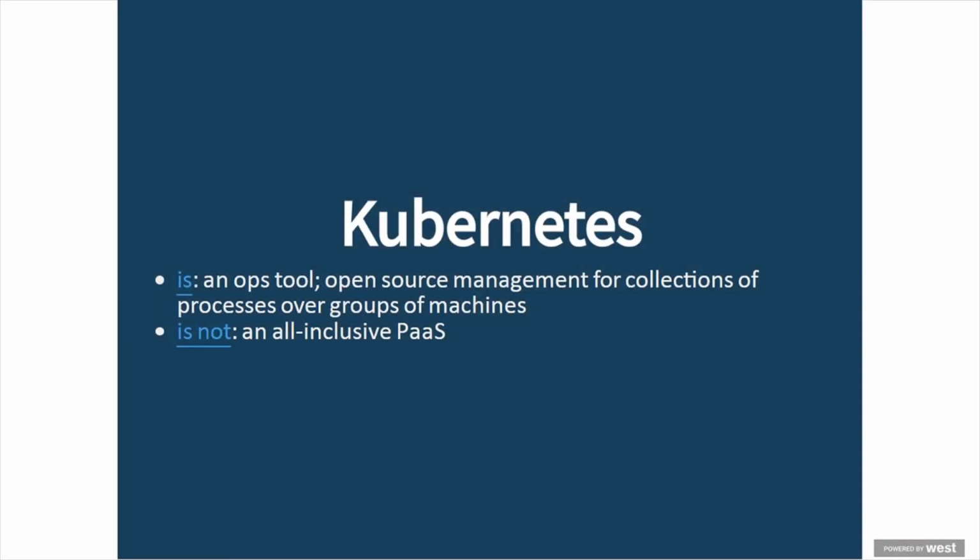So to summarize, Kubernetes is an operations tool. It provides open source management for collections of processes over groups of machines. What it tries to provide is a very clearly spec'd set of fundamental resources. It really tries to steer clear of solving all the world's problems and all the world's use cases. The Kubernetes documentation actually has a "what Kubernetes is not" section that clearly calls out Kubernetes is not designed to be an all-inclusive platform as a service style solution.